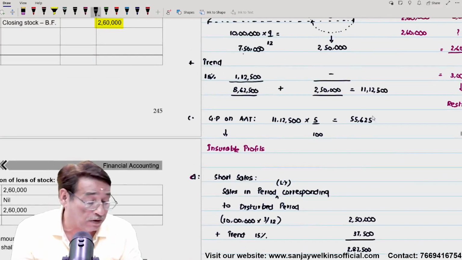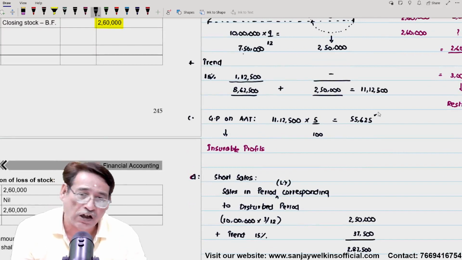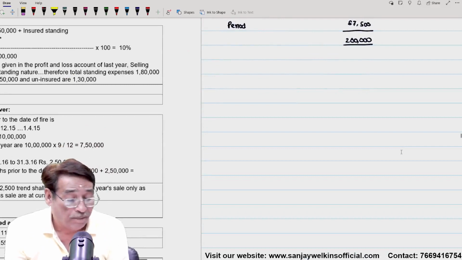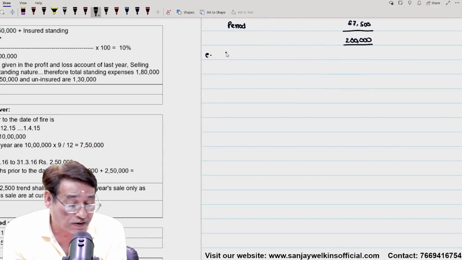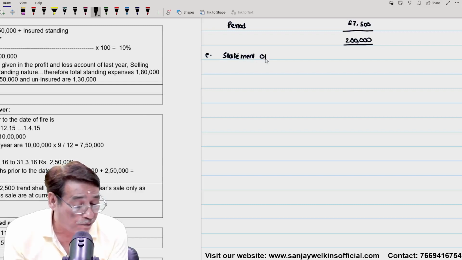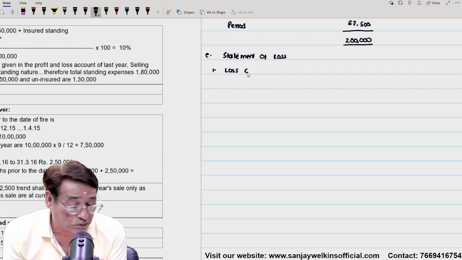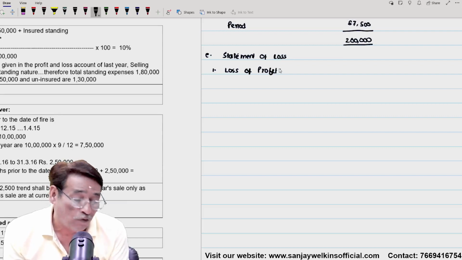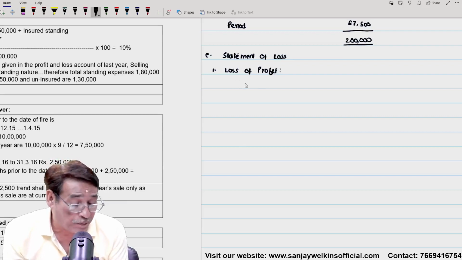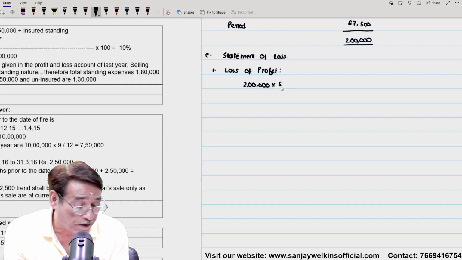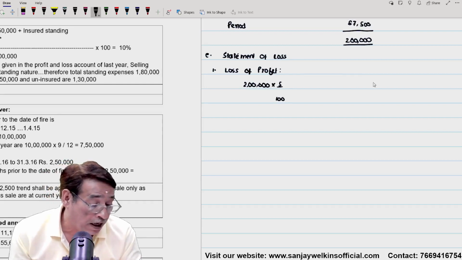Gross profit on annual adjusted turnover is 55,625. All we have to do now is compute a statement of claim, or a statement of loss. For the statement of loss, 1. Loss of profit. What is our loss of profit? In the disturbed period, there are short sales of 2 lakh. Gross profit rate is 5%. So that means 10,000.